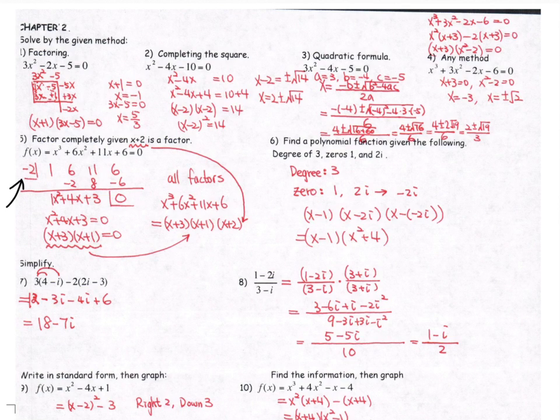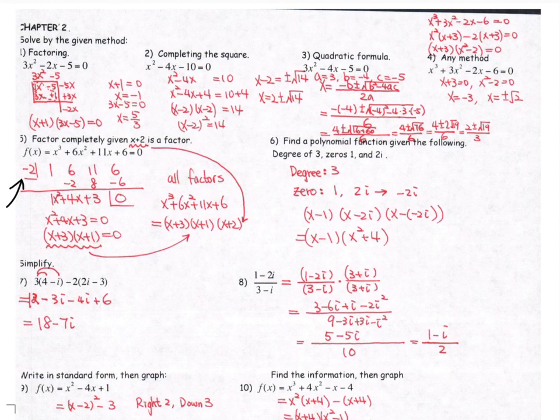Number 6, find the polynomial function given the following. Degree of 3, so you should have 3 zeros. But you're only given 0, 1, and 2i. So what's the missing one? Again, we have degree of 3, so you should expect 3 zeros. And take a further look, you have the 2i. According to the complex root theorem, when you have 2i as one of your roots, then you should expect negative 2i is going to be your root as well.